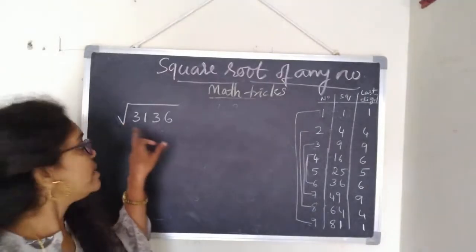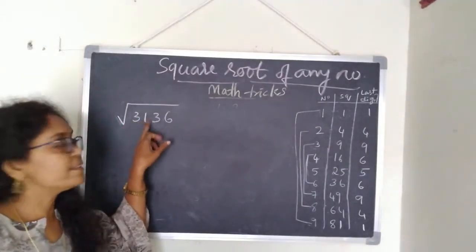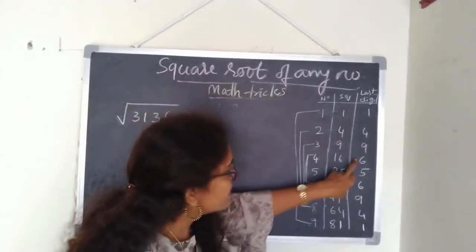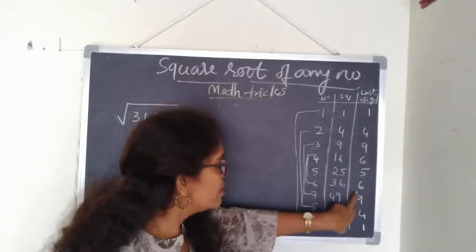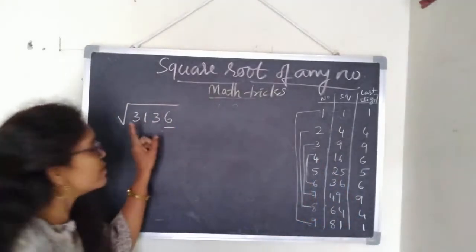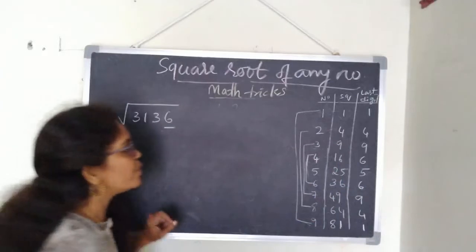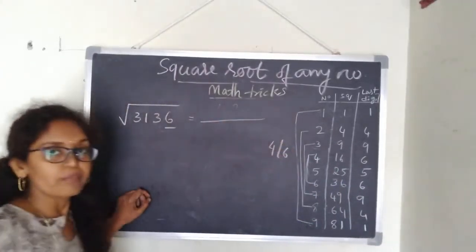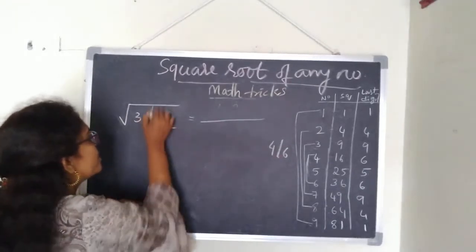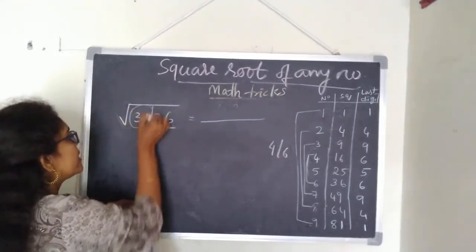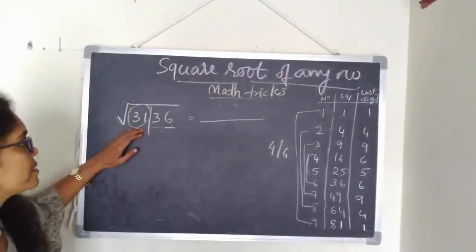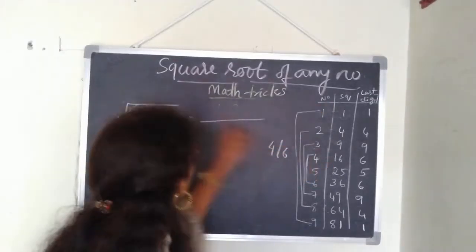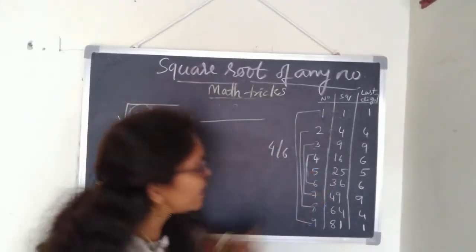Yes. The next number, square root of 3136. Here the last digit is 6. The last digit 6 is for square root of 4 and also 6. So the last digit of the square root of this number must be either 4 or 6. And then ignore the last two digits and take 31. This 31 lies between which two square numbers? 31 lies between 25 and 36.